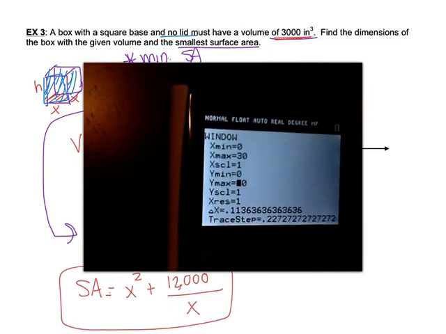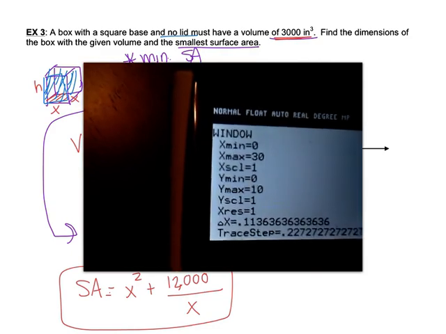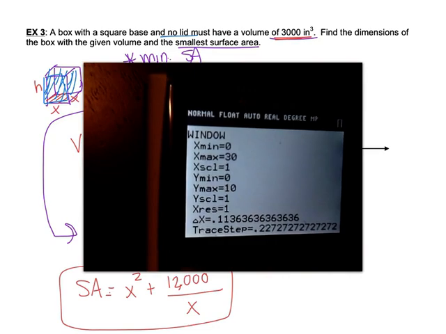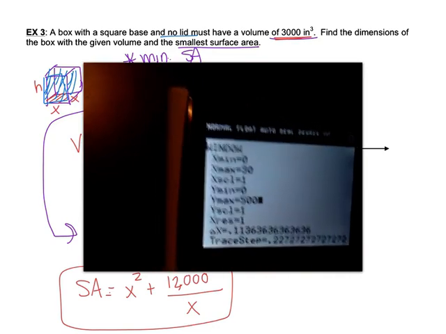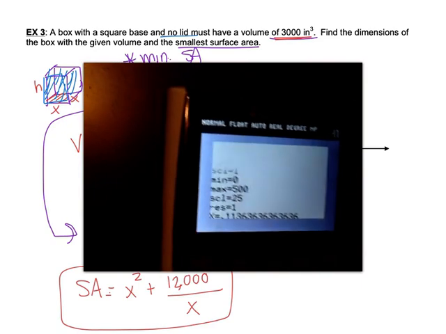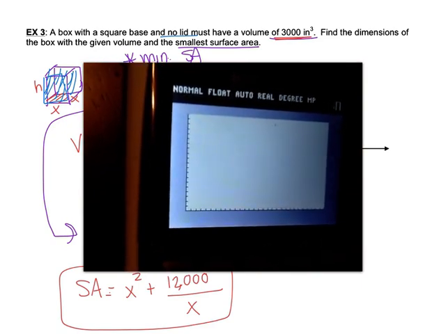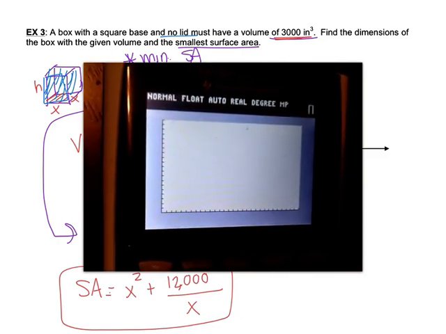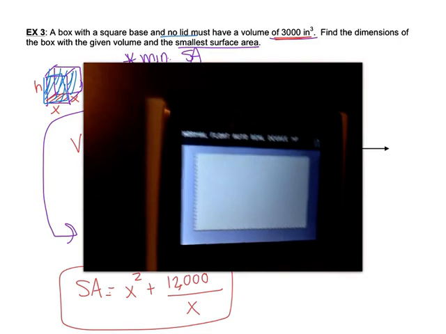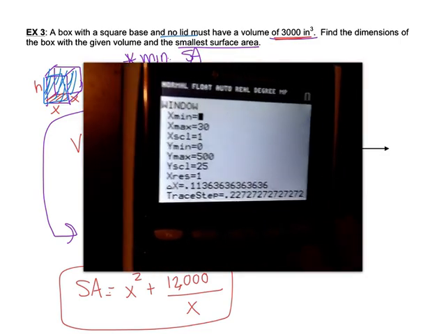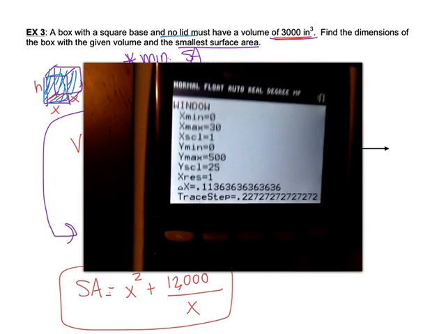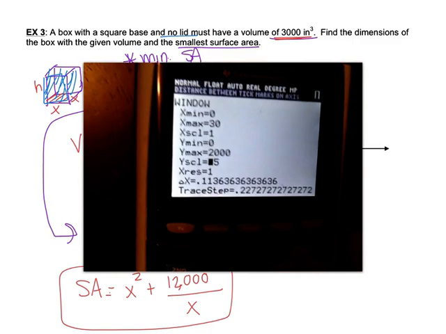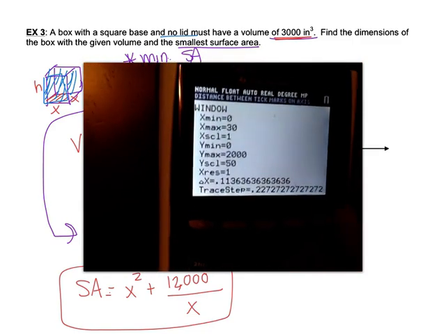Okay. Remember, the output is what we're trying to minimize, which is surface area. Surface area of a box, let's try 500. Let's just see what happens there. Scale by 25s and graph. So nothing is being graphed right now with a surface area max of 500. That means this is a much larger box than I anticipated. So I'm going to go big. Go big or go home. All right, it's a large box.